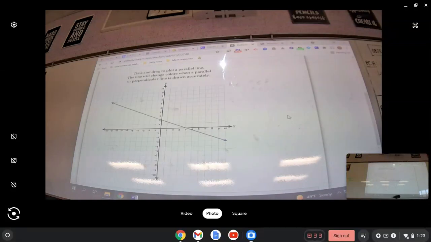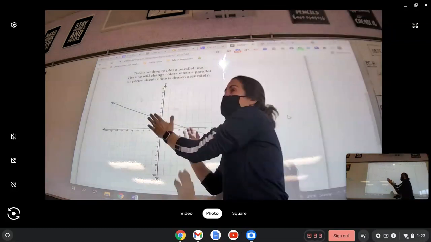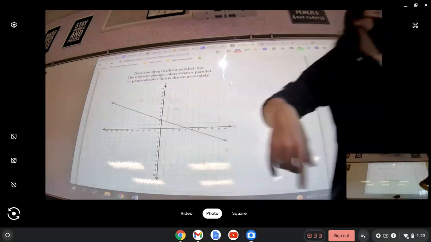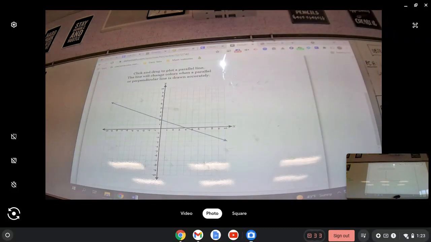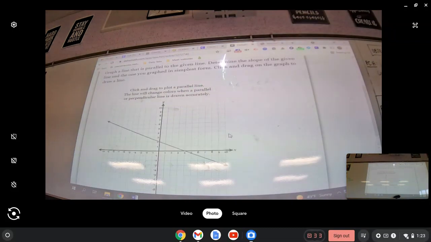All right, so everybody look up here. I think you have maybe 3 or 4 of these to do, maybe 5. They're going to give you an already graphed line in blue. The directions above say this: graph a line that is parallel to the given line. It'll either say parallel or perpendicular.